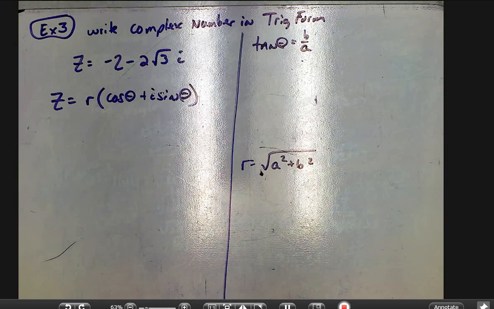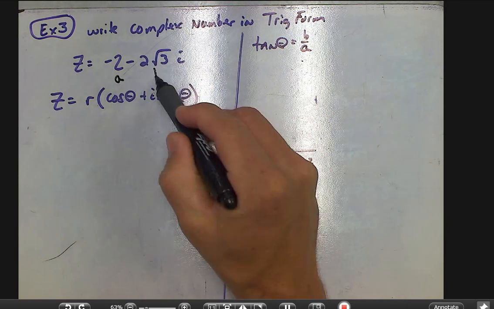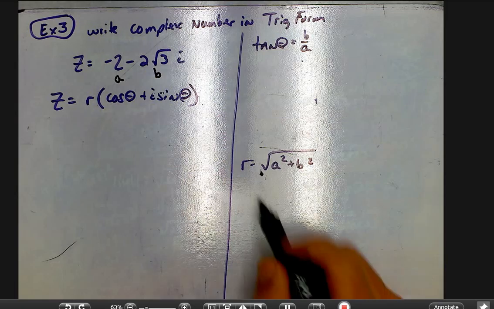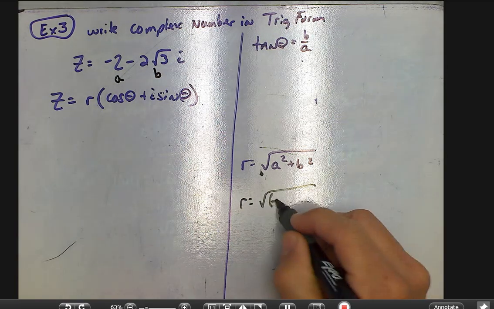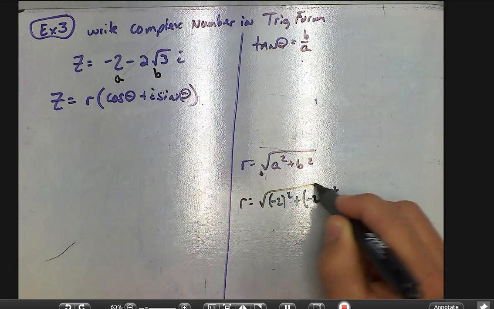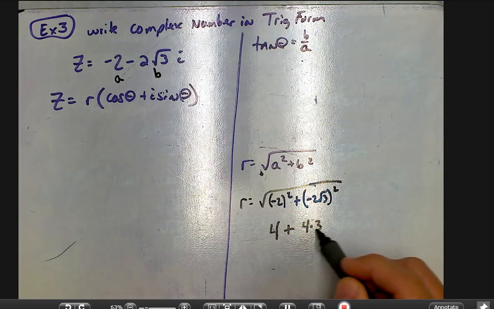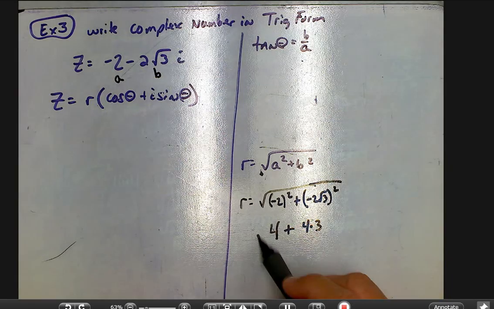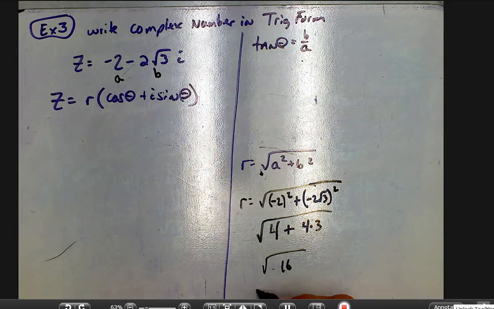Okay, for example 3, we're writing the complex number in trig form once again. Again, negative 2 is going to be your A, negative 2 square root 3 is going to be your B. So to find R, R equals the square root of negative 2 squared plus negative 2 square root of 3 squared. So negative 2 squared is 4, and this is going to be 4 times 3, because when you square negative 2 you get 4. When you square the square root of 3 you get 3. And so this is going to be 4 plus 12, which is 16. And so we have R equal to 4.